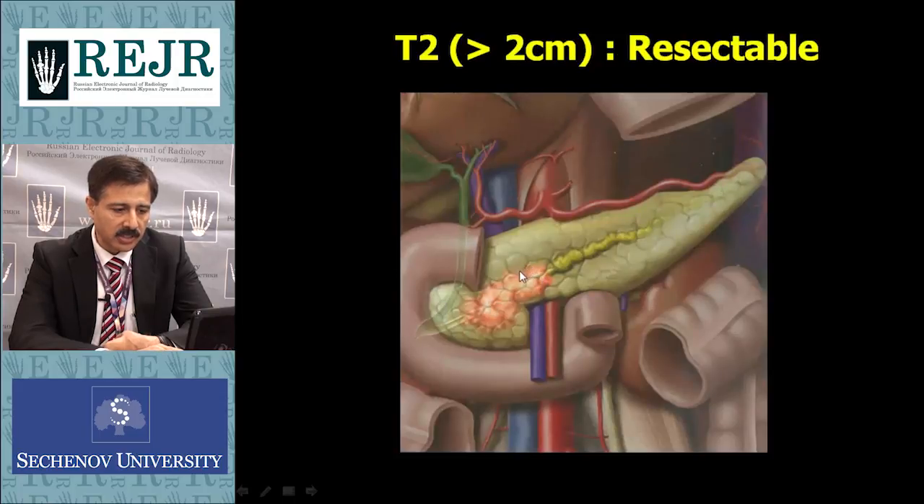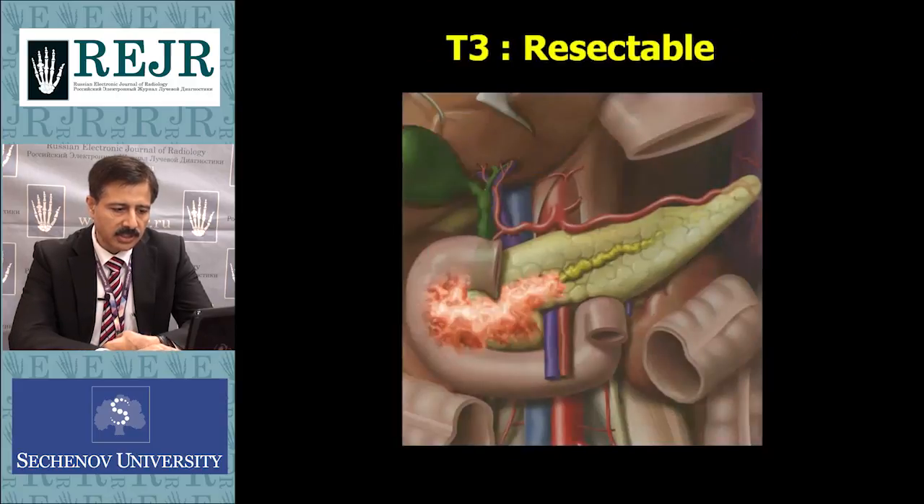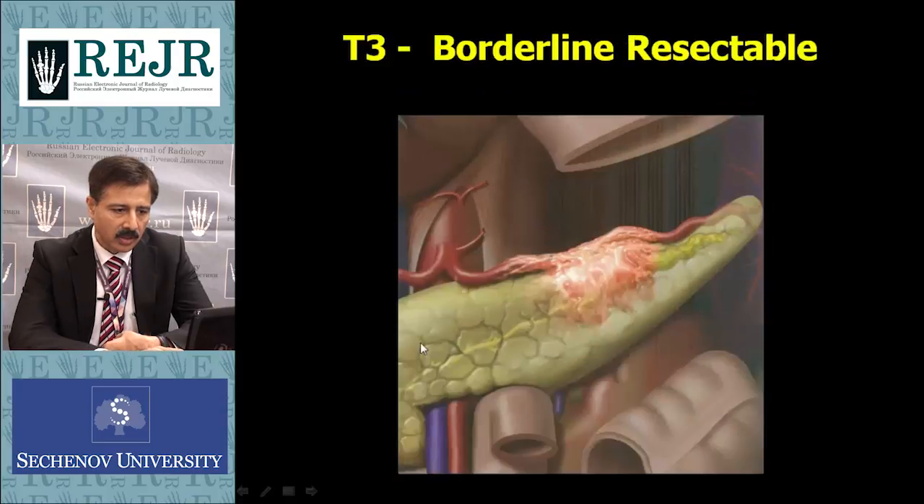Now here you can see that there is a tumor in the head of the pancreas. It is more than 2 centimeters, but it is resectable. This is a T3 tumor which actually extends into the duodenum. But as we have just elaborated, it still remains a resectable tumor. This is what we call a borderline resectable tumor.